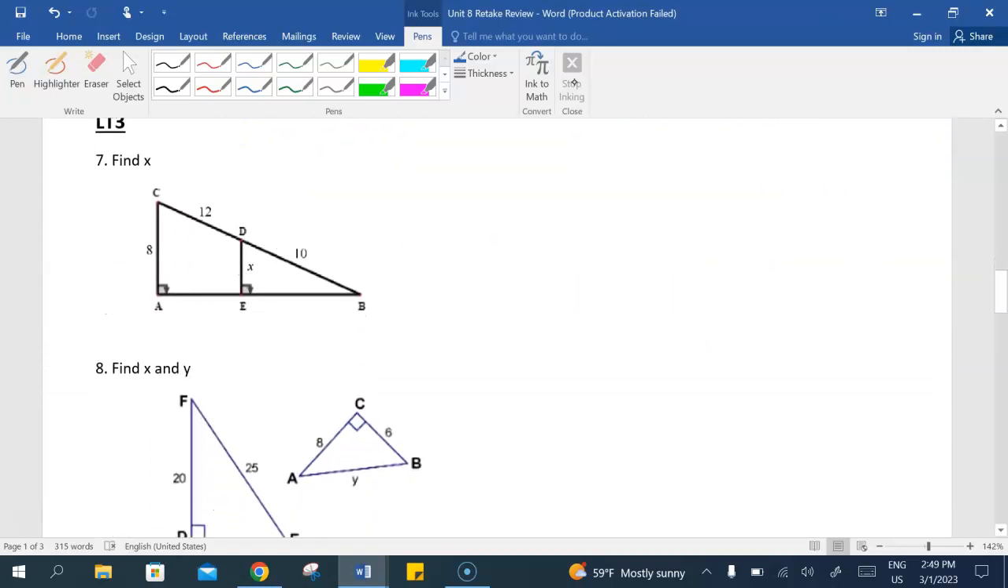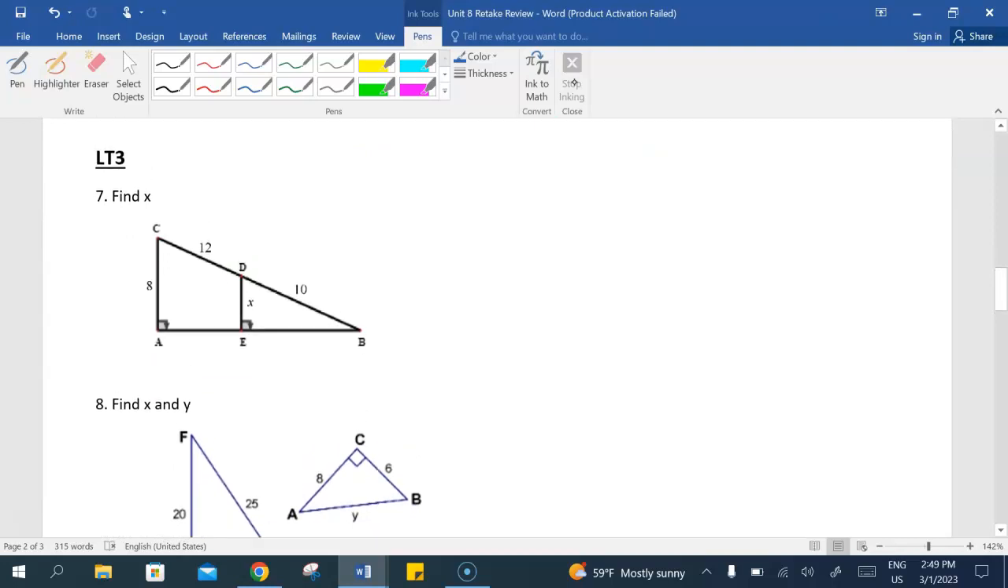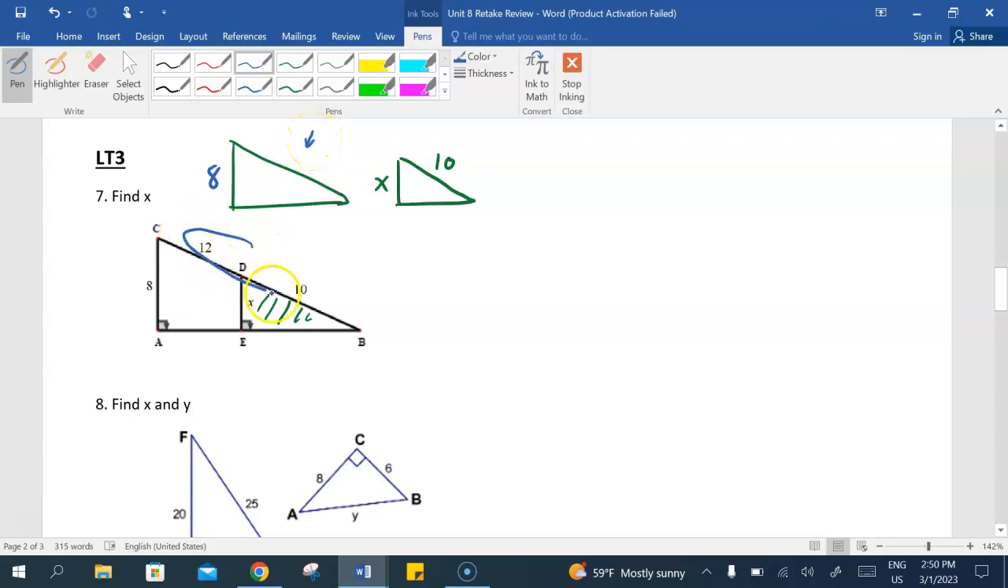All right, learning target 3, more proportions. Okay, so you have 2 different triangles here. If it helps, and I've been telling most students here, it might help to separate the 2 triangles. I have a small triangle here, and then the larger triangle around. So in this smaller triangle, I know that this is x and this is 10. Now in the bigger triangle, I have 8 over here. Now this measurement is not just 12, it's the entire thing. So I have to add those 2. So this would be 12 plus 10, which is 22.